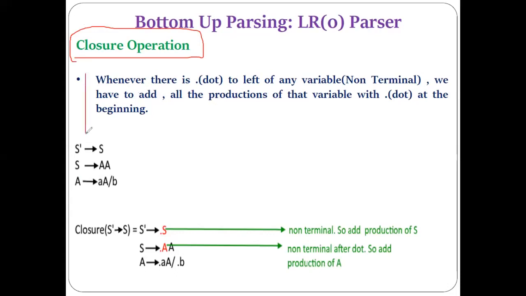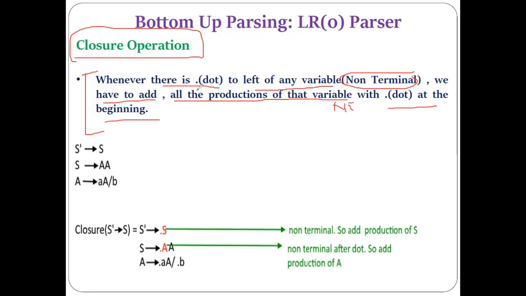See here, first we read the definition and then in the example I will tell you. When there is a dot to the left of any variable, in the sense when there is a dot to the left of any non-terminal in the grammar, we have to add all the productions of that non-terminal with the dot at the beginning. That is called a closure operation.